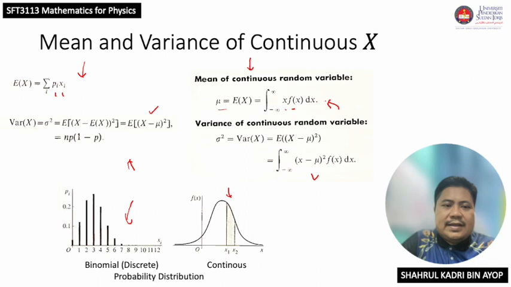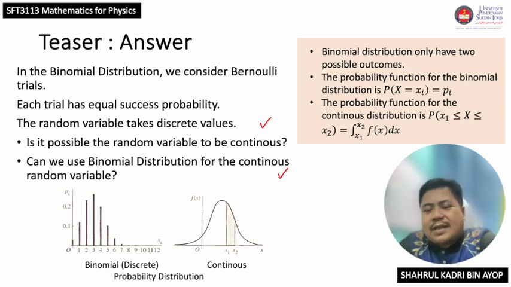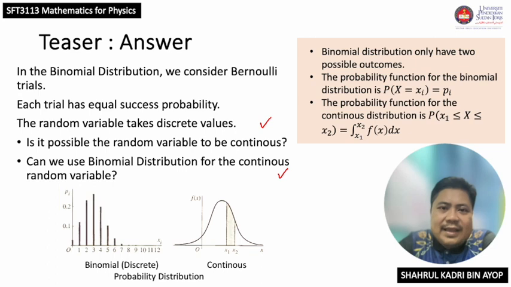All right, in the next lesson we look into the teaser again. Is it possible? Yes, this is also yes. That means other than discrete, we can also have a continuous variable. In the next lesson we will go into the special case of continuous distribution called the normal distribution. Okay, then bye.